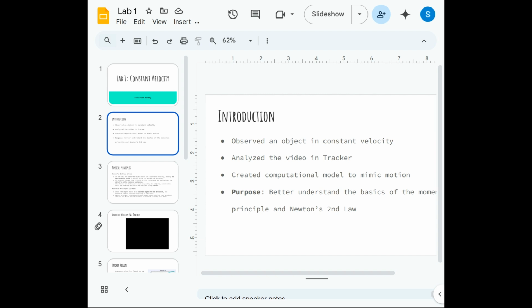For our introduction, we observed that our object, in this case a marker, was going at a constant velocity, and we analyzed this using a video tracker. We used a meter stick and put it against the marker in order to use a visual reference to track how far the marker went in our video. And in order to mimic this motion, we used a computational model in GlowScript in order to better understand the second law of motion and momentum.